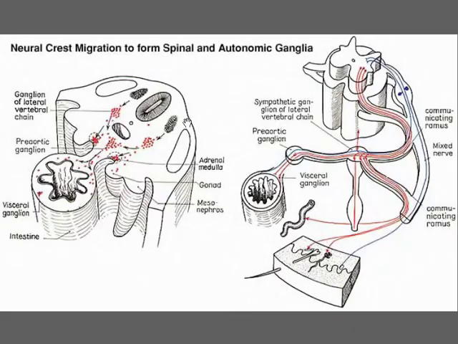This cartoon shows cells migrating away from the neural crest to become neurons of autonomic ganglia. They will be located in the wall of the gut, in the abdomen, and close to the vertebrae. And some cells stay in place and they become the unipolar neurons of spinal ganglia. So both the autonomic ganglia and neurons of the spinal ganglia come from neural crest.